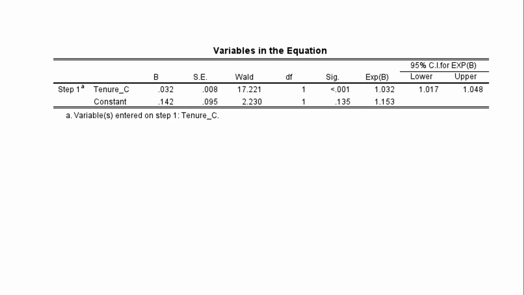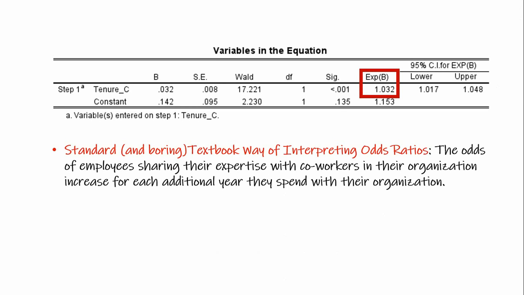Now remember that our dependent variable measures whether or not employees share their expertise with their coworkers. We see here that the odds ratio for our independent variable tenure is greater than 1 and statistically significant, which means that, generally speaking, the odds of employees sharing their expertise with coworkers in their organization increase for each additional year they spend with their current organization. This is okay. It's a little bit dry, but it's a standard way of interpreting an odds ratio.